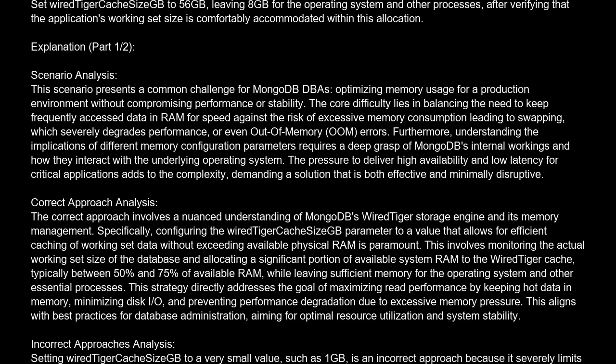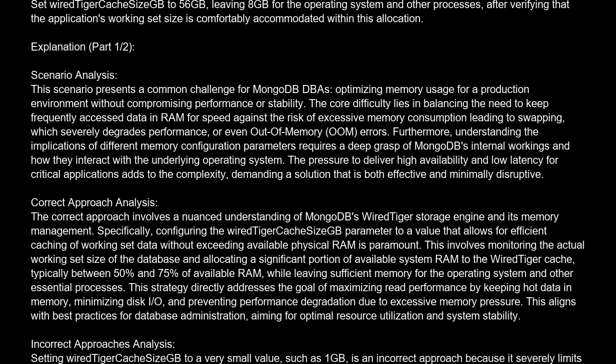This strategy directly addresses the goal of maximizing read performance by keeping hot data in memory, minimizing disk I/O, and preventing performance degradation due to excessive memory pressure. This aligns with best practices for database administration, aiming for optimal resource utilization and system stability.